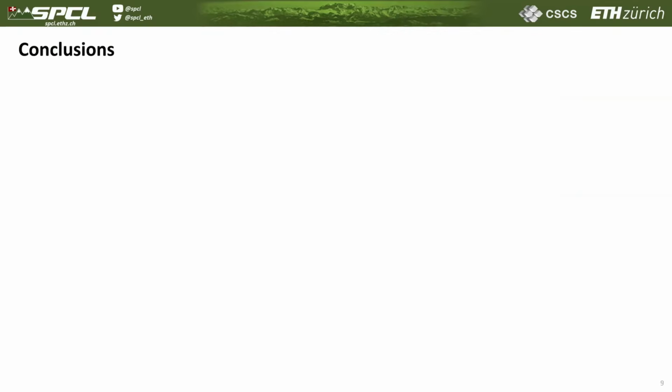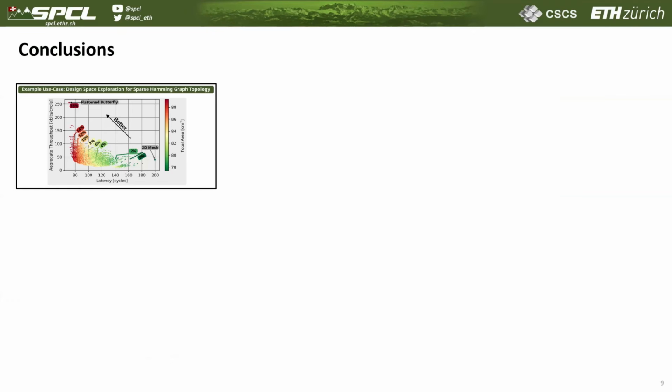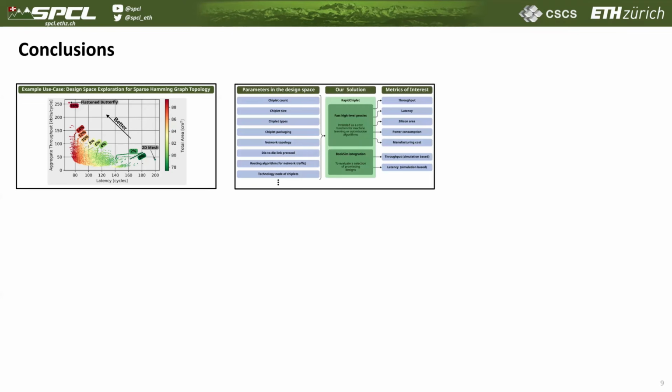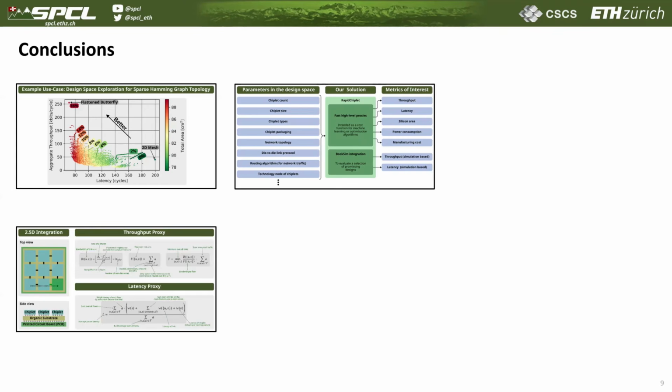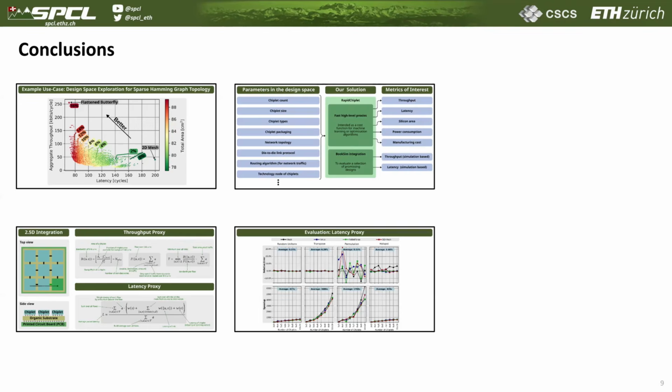So let's come to the conclusion. We have seen that to design inter-chiplet interconnects for chiplet-based systems, we often have a very large design space with tens of thousands of different design points. And to evaluate a lot of different design points on a very high level, we introduced our RapidChiplet toolchain. We have seen that this toolchain provides throughput and latency proxies that estimate these metrics rather than simulating them. And we have also seen that we sacrifice a bit of accuracy in order to get a tremendous speedup.